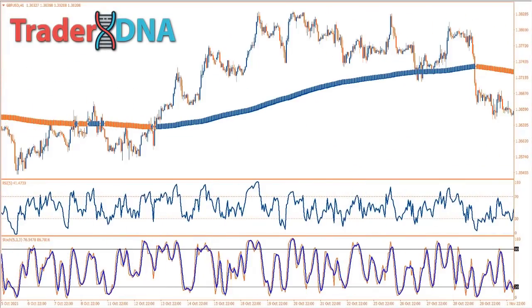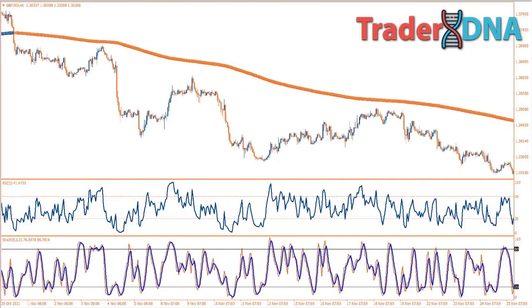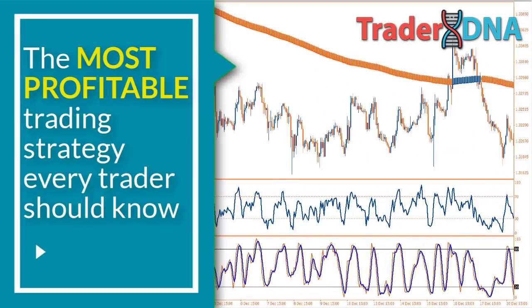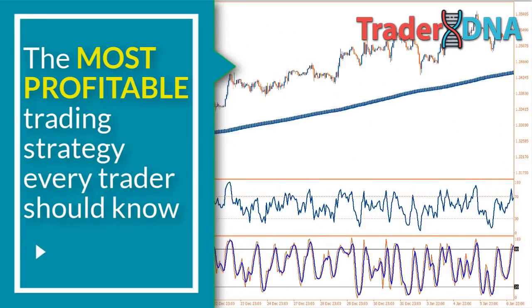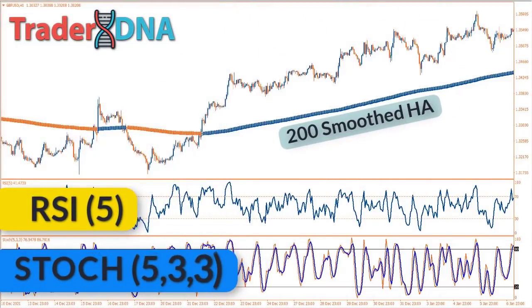This is the most effective combination of RSI, stochastic oscillator, and smoothed Heiken Ashi indicator. In this video I'll show you one of the most profitable trading strategies every trader should know. The indicators needed for this strategy are 200 smoothed Heiken Ashi, RSI 5, and stochastic oscillator 5. The first thing is very simple.